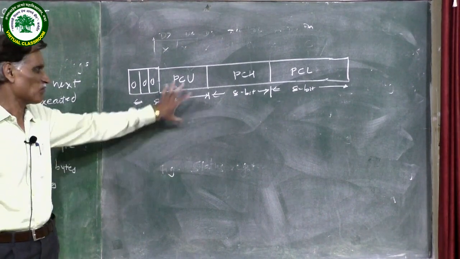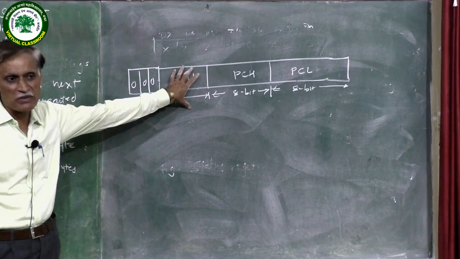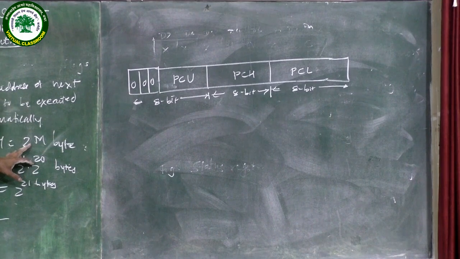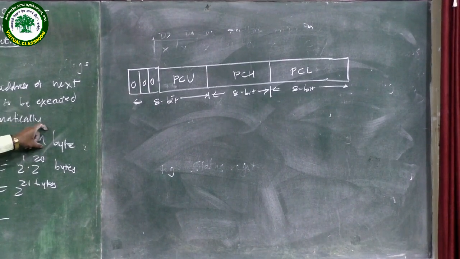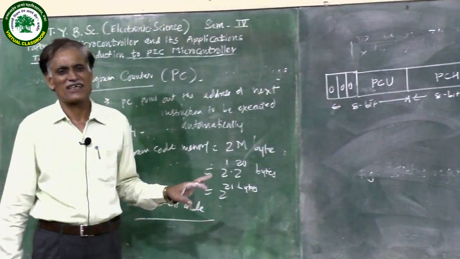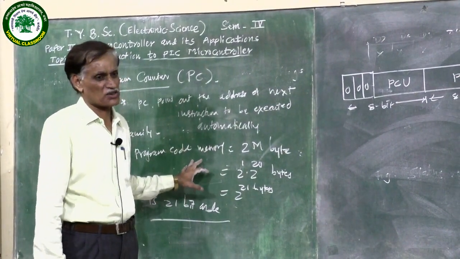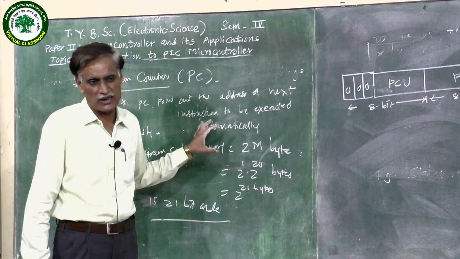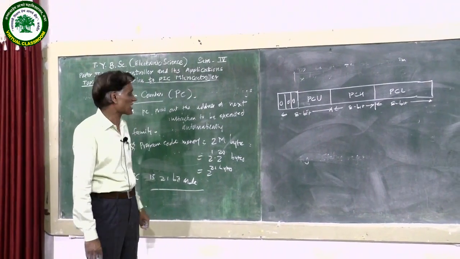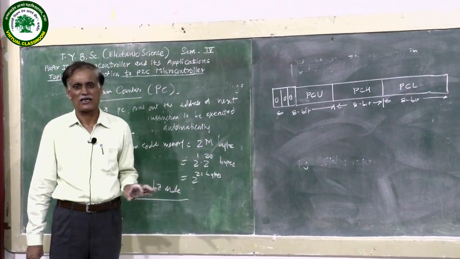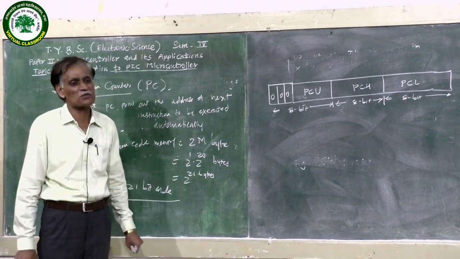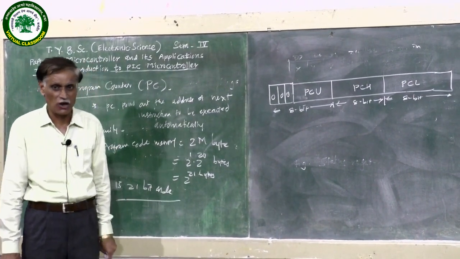In this way, by using the program counter, you can access the memory having a capacity of 2 megabytes. And lastly, you remember that in case of PIC microcontrollers, whenever the PIC microcontroller power is turned on, the content of program counter starts from 000H, and therefore you have to keep the programs inside the memory starting the address from 0.